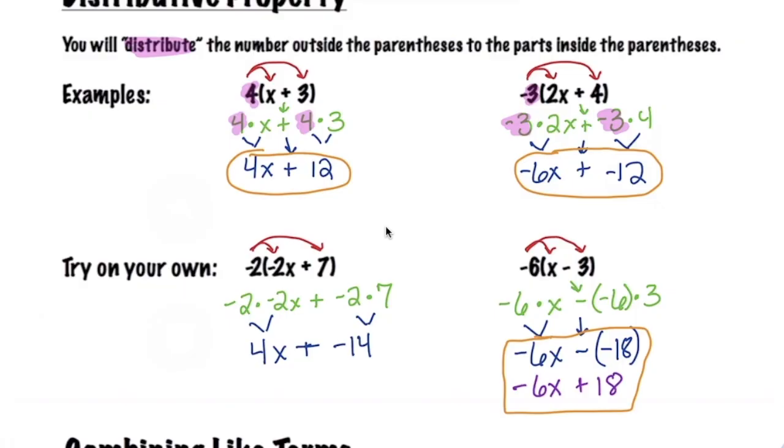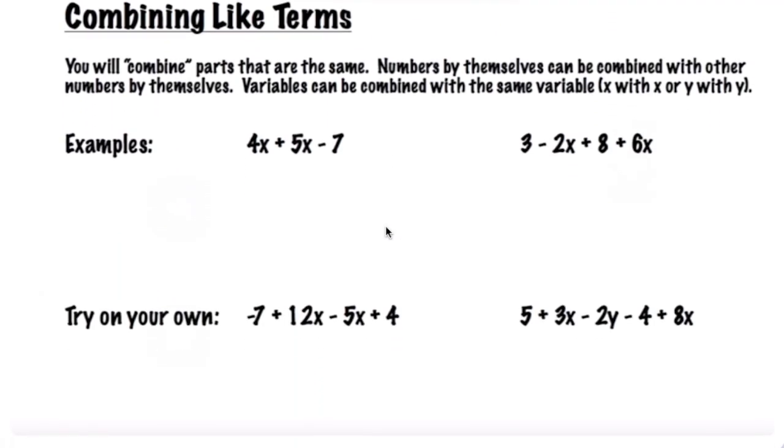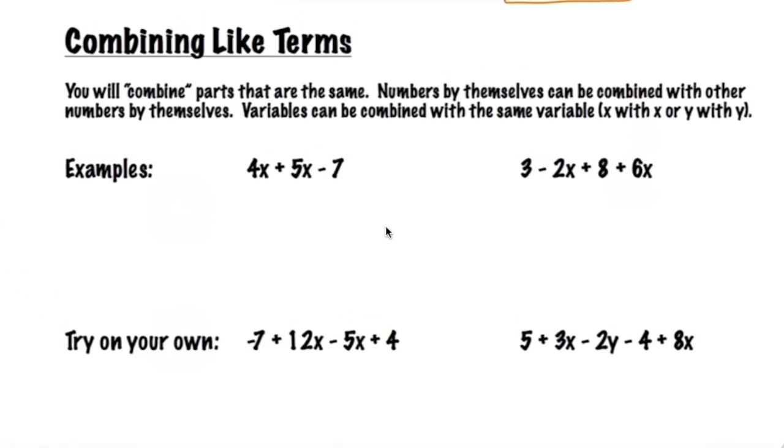Next, we're going to take a look at combining like terms. When we combine like terms, we are combining the parts that are the same. Numbers by themselves can be combined with other numbers by themselves, and variables can be combined with the same variable, meaning that x and x can be combined, or y and y can be combined. A y variable and an x variable cannot be combined.